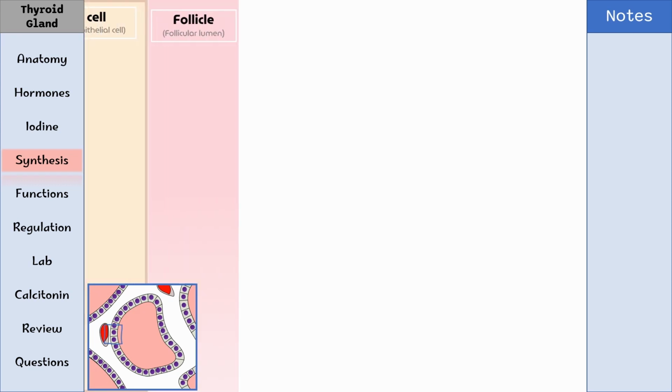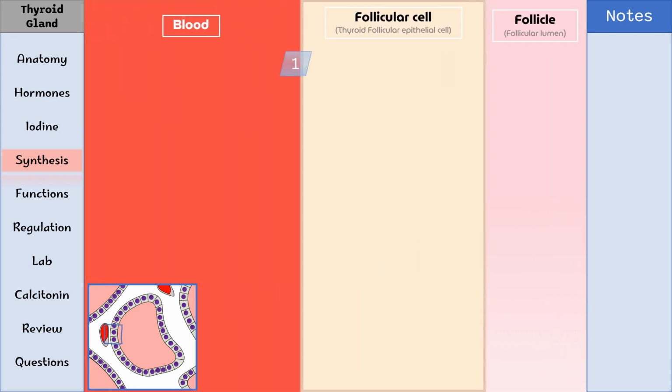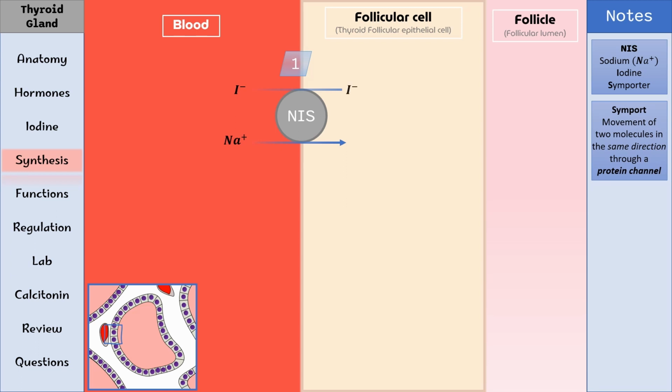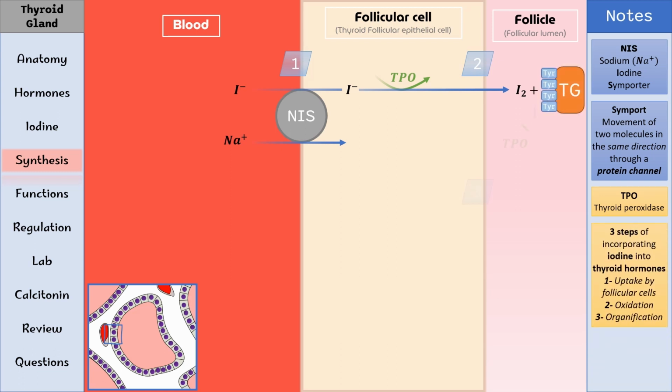The first step in the thyroid hormone synthesis is iodine uptake. The protein pump sodium iodide symporter, or NIS, present on the membrane of follicular cells, transports iodide into the cell along with sodium from the plasma. Next step is the oxidation of iodide into I2. The enzyme that catalyzes this step is thyroid peroxidase. The third step is the organification of iodine. The enzyme that catalyzes this step is also thyroid peroxidase. As you can see, it is a multifunctional enzyme that catalyzes many of the steps involved in the synthesis of thyroid hormones.